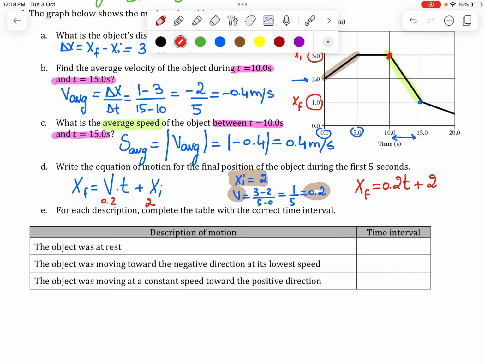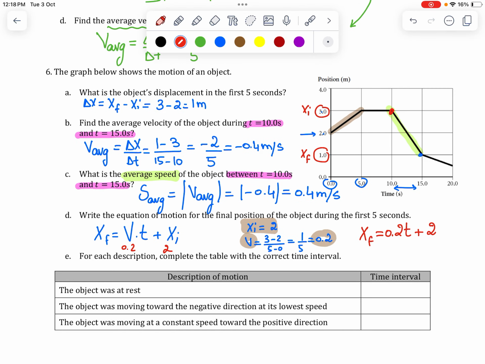Lastly, for each description, complete the table with the correct time interval. The object was at rest when the position was the same. I can see that it remained at the same position during this time interval. So it is from 5 seconds to 10 seconds.